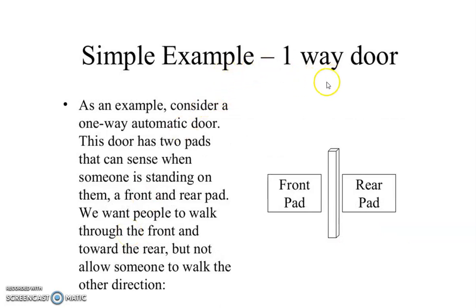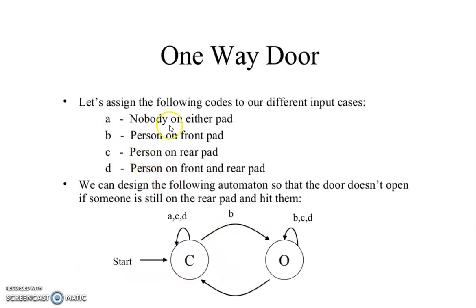Simple example, a one-way door. As an example, consider a one-way automatic door. This door has two pads that can sense when someone is standing at the front and rear. We want people to walk through from the front toward the rear, but not allow anyone to walk in the other direction. So in the one-way door, A is nobody on either pad, B is a person on the front pad, C is a person on the rear pad, D is a person on both front and rear pads. We can design the following automaton so that the door doesn't open if someone is still on the rear pad and hits them.